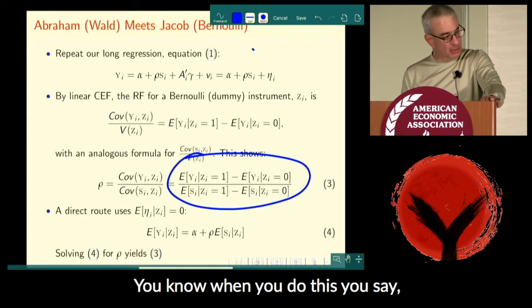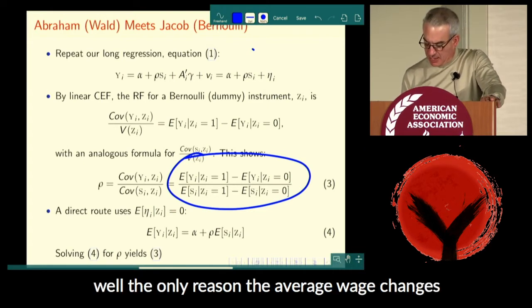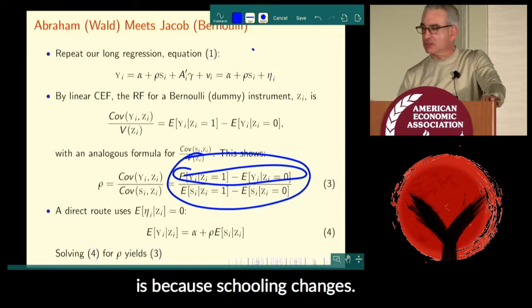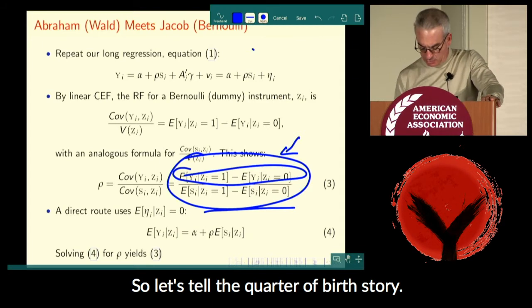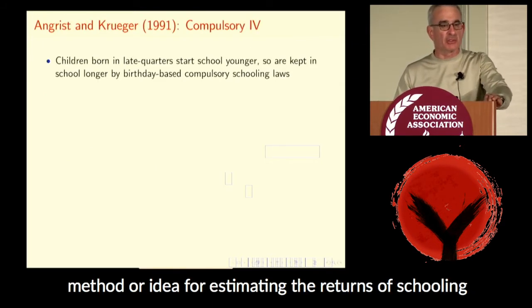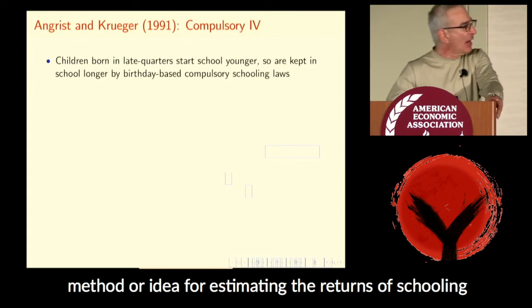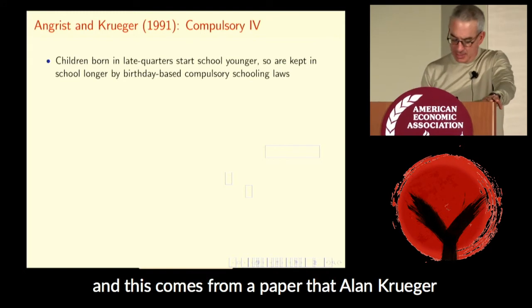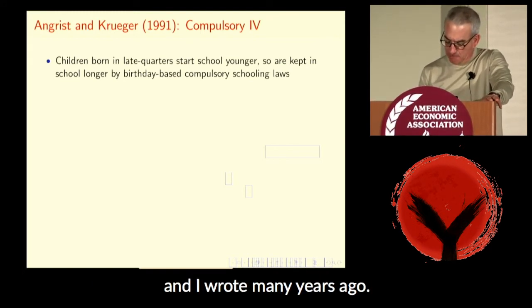You know, when you do this, you say, well, the only reason the average wage changes as a function of, oh, I don't know, quarter of birth, is because schooling changes. Okay, so let's tell the quarter of birth story. So the quarter of birth story is an instrumental variables method or idea for estimating the returns to schooling. And this comes from a paper that Alan Krueger and I wrote many years ago.